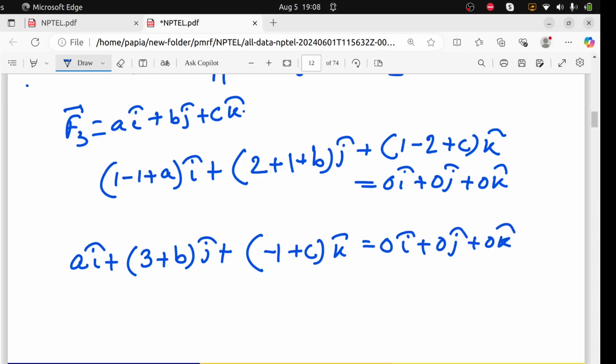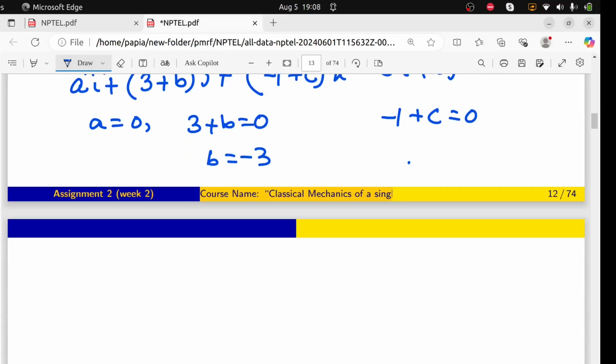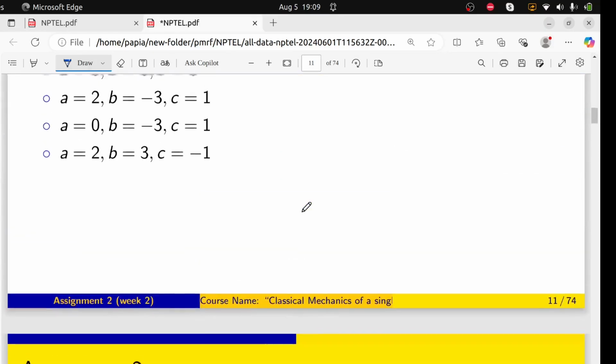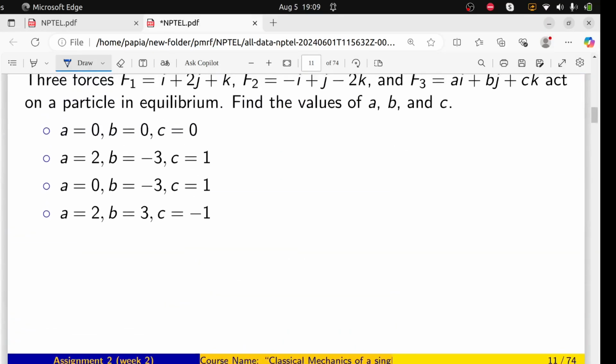So A will be 0, 3 plus B is 0, minus 1 plus C is 0, B is minus 3, C is 1. So A will be 0, B is minus 3, C is 1. So these are the cases to have equilibrium. So A is 0, B is minus 3, C is 1. So this is the condition. Okay?